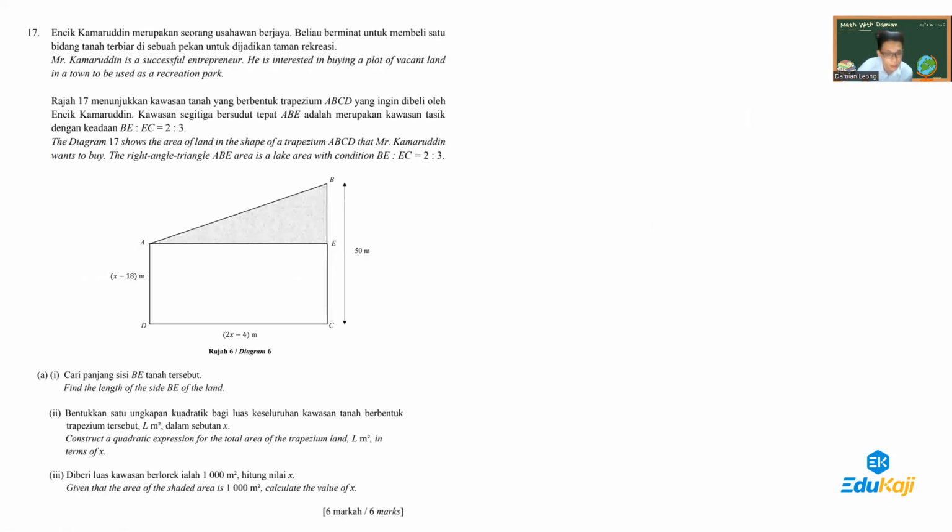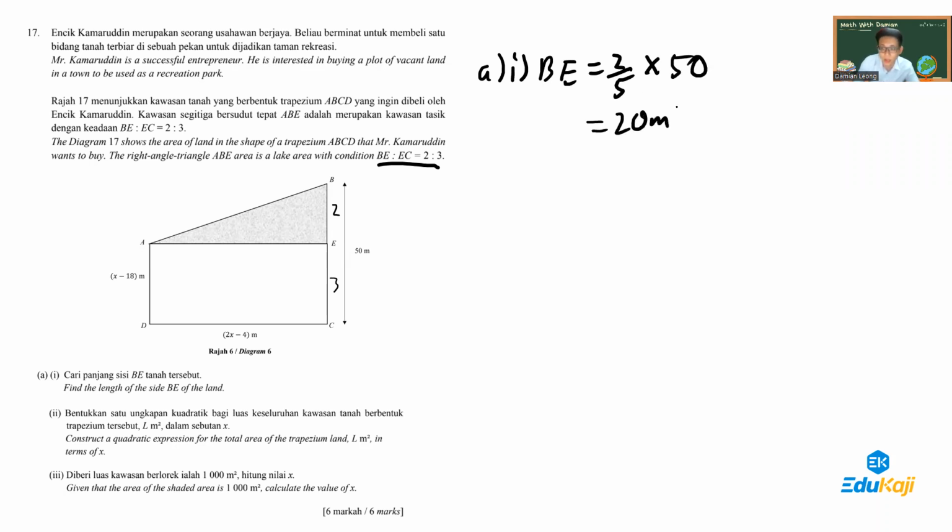Then question 17. So I want to find length of BE. So what I know is BE to EC ratio 2 to 3. 2 here, 3 here, 2 parts, 3 parts means for A1, basically 2 out of 5 parts in the ratio times the total length, 50. So it's 20 meters.